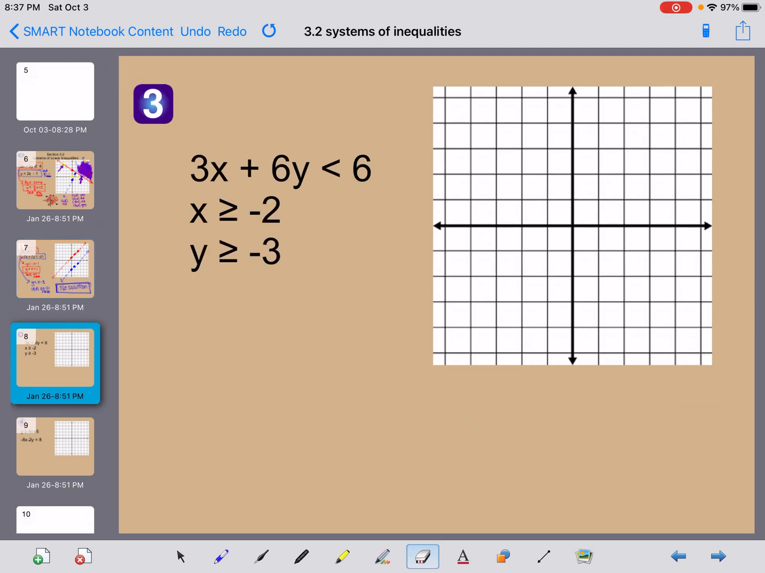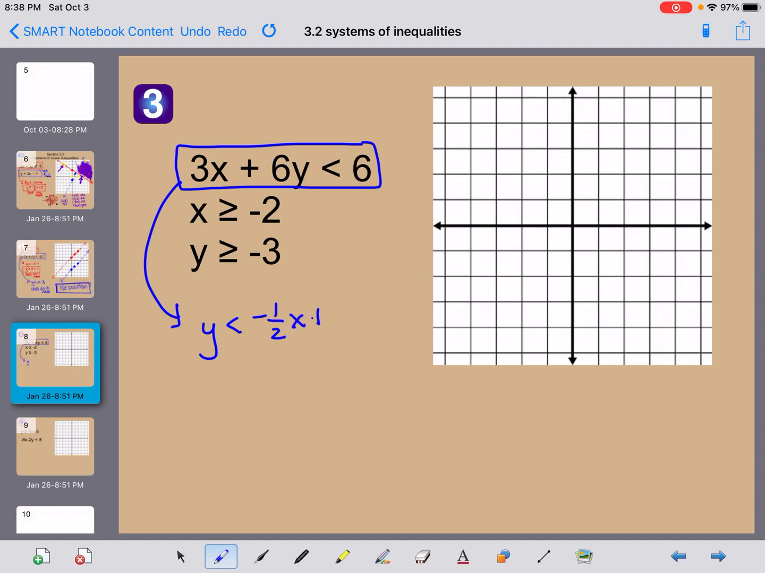All right, one more example. Example number 3. So example number 3 has 3 lines. Let's start with the first one. Take that and rewrite that in slope-intercept form. I'm skipping the algebra. Hopefully you paused the video and attempted this by yourself.